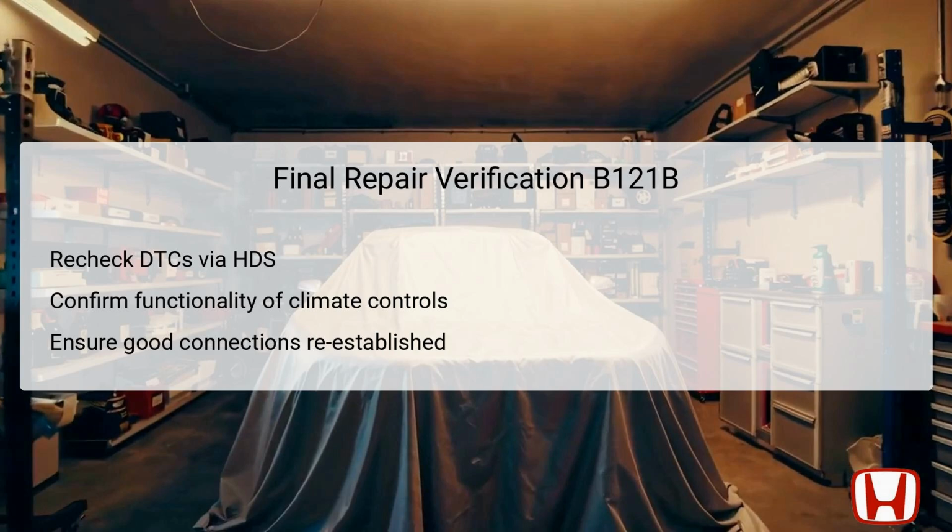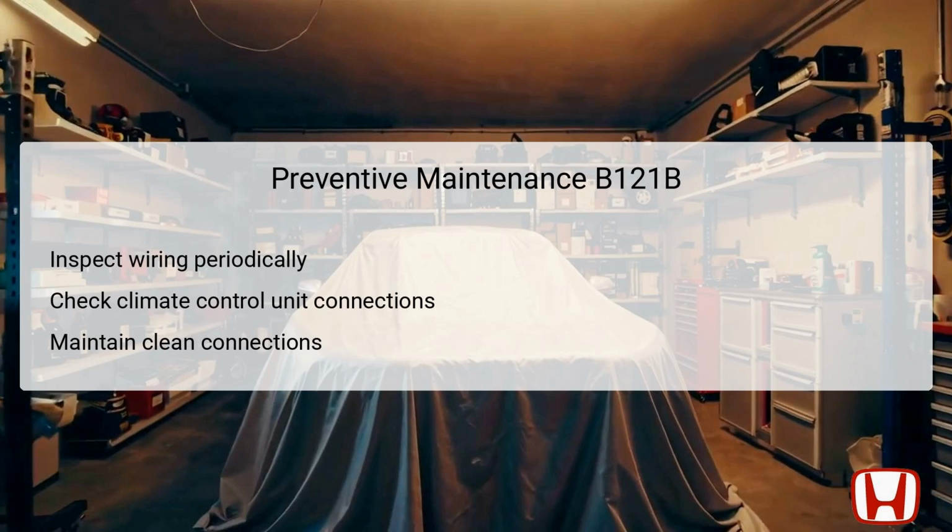Next, verify that all climate control functions operate smoothly, including the mode control motor and airflow direction adjustments. Additionally, it's important to ensure that all connections have been re-established securely to avoid any recurrence of the error. This final check will help confirm that the diagnostic and repair processes were thorough, leading to a satisfactory resolution of the issue. Preventive maintenance is vital in avoiding future occurrences of DTC B121B and similar electrical issues.